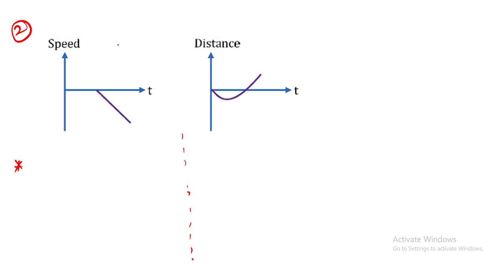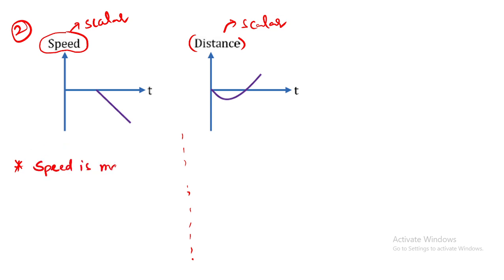No. Because speed is a positive quantity, it is a scalar quantity. I told you speed is a scalar. Distance is also a scalar. Right? Now speed is the magnitude of velocity. So the magnitude can be 0 or it can be positive, but it cannot be negative. But you see the graph is actually pointing in the downward direction.